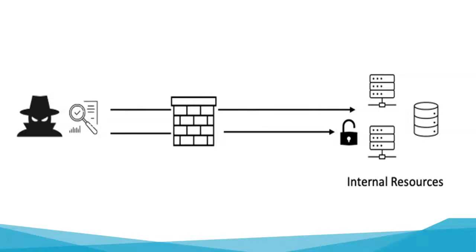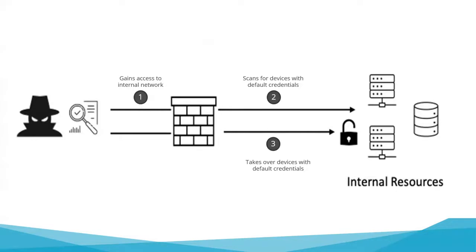Let us now look at a security misconfiguration attack scenario. In the following attack scenario, the attacker exploits the network devices that are using default credentials. Firstly, the attacker gains access to the organization's internal network. The attacker then scans the network for devices and performs dictionary checks to determine which devices are using default credentials. The attacker then logs in to the vulnerable devices using the default password and takes over.